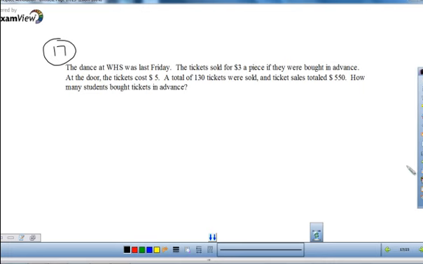Okay, so this one says, the dance at Whittier High School was last Friday. The tickets sold for $3 a piece if they were bought in advance. At the door, tickets cost $5. A total of 130 tickets were sold, and the ticket sale totaled $550. Okay, so here's my money, and here's my total. How many students bought tickets in advance?